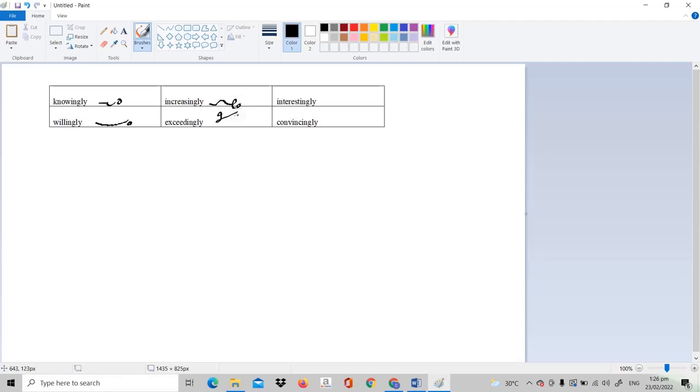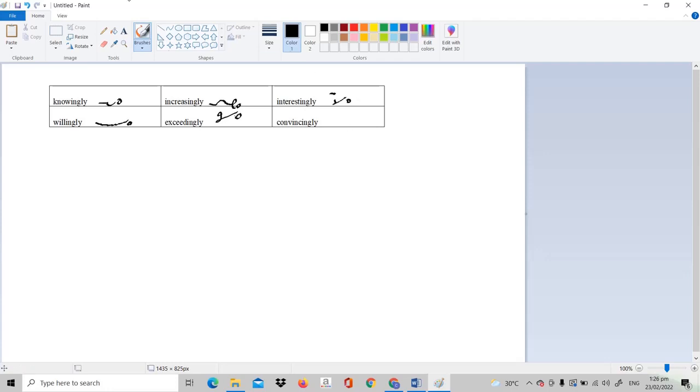Exceedingly. Ayan, exceedingly. Small circle yan, ha. Next, interestingly. So, paano yung interest natin? Inter is a disjoint N, and then S-T, and then ingly. Ayan. So, that is how you do interestingly.